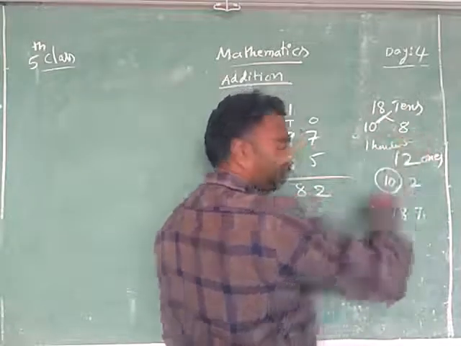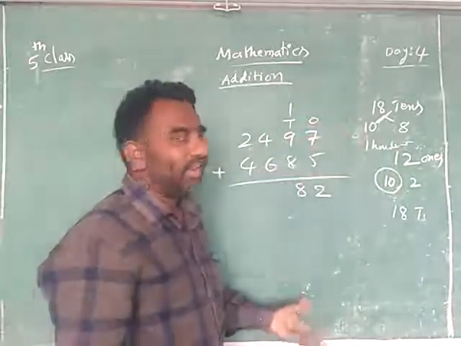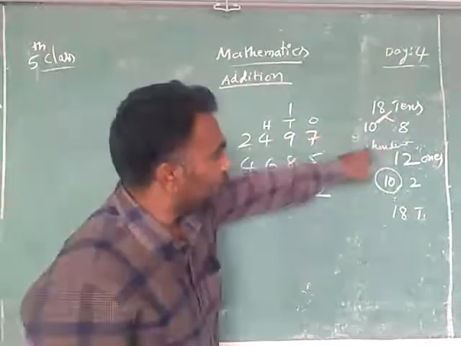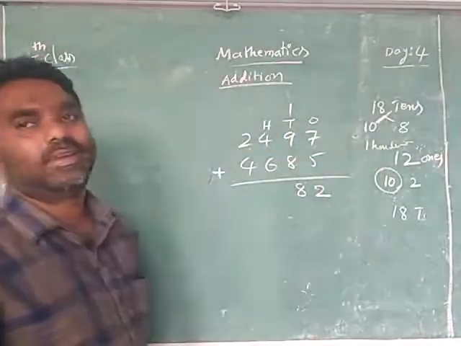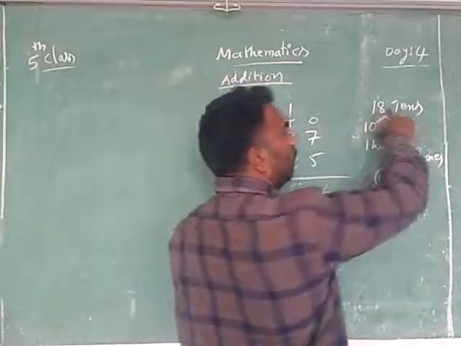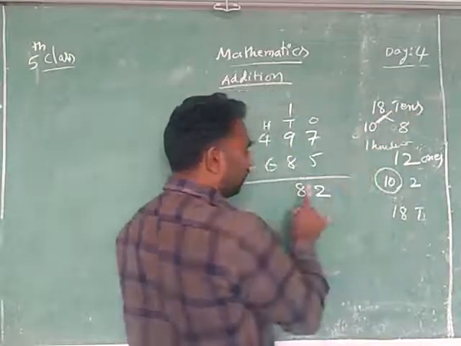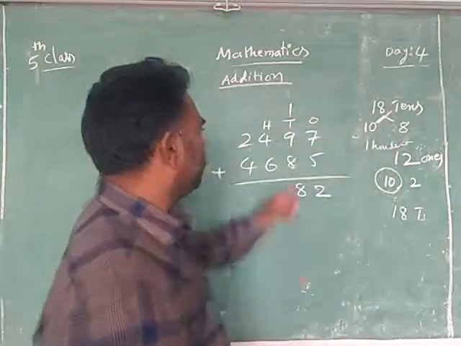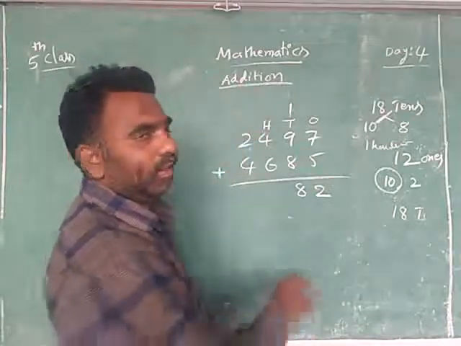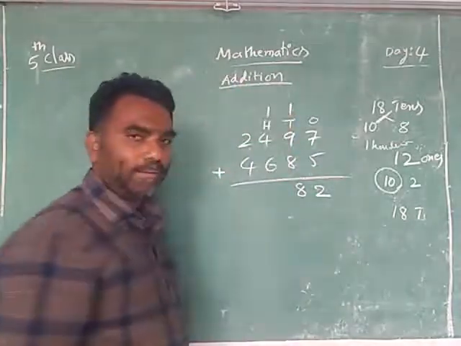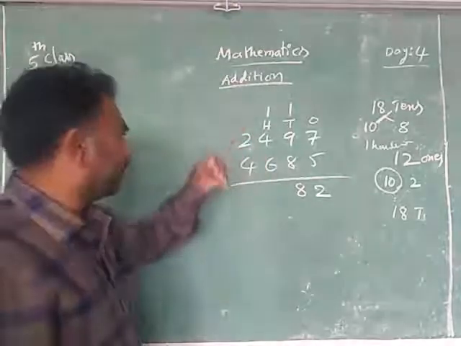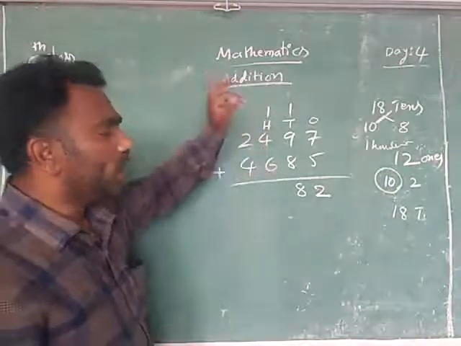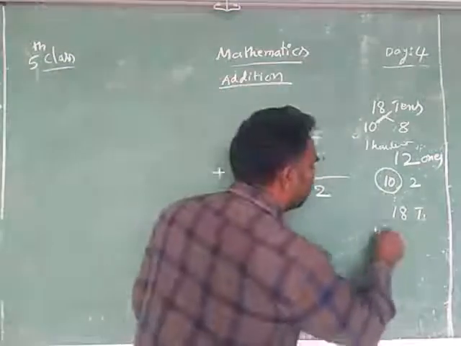Now, where is the hundreds line? This is the hundreds line. That's why the 100 has to be joined in the hundreds line. Out of 18 tens, I have written 8 tens here and 10 tens are left, which means 100, so it has to be joined in the hundreds line. That's why 1 here. Now we are adding the hundreds. How many hundreds are there here? 600, 400, 100. Totally it is 11 hundreds.